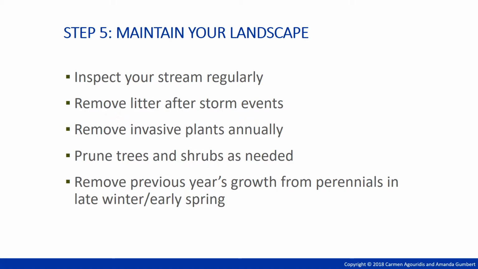Remove litter and invasive plants. Prune trees as needed and consider removing the previous year's growth from perennials in early spring. Take pictures to document the stream and plants over time and look for opportunities to share your project with others. Improving our backyard streams is beneficial to all creatures living in the watershed.